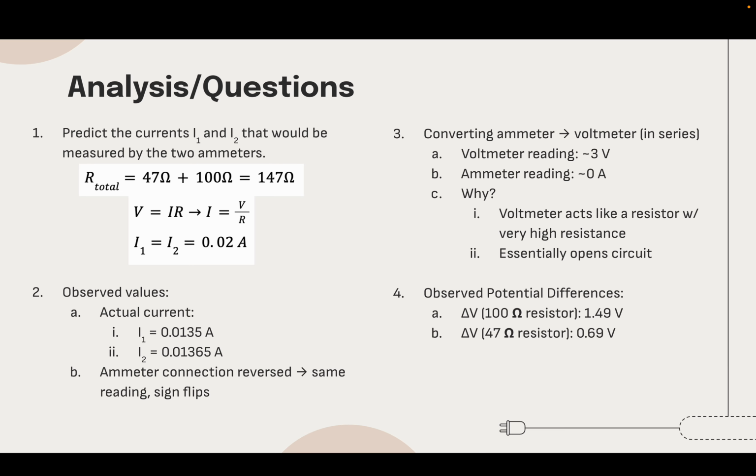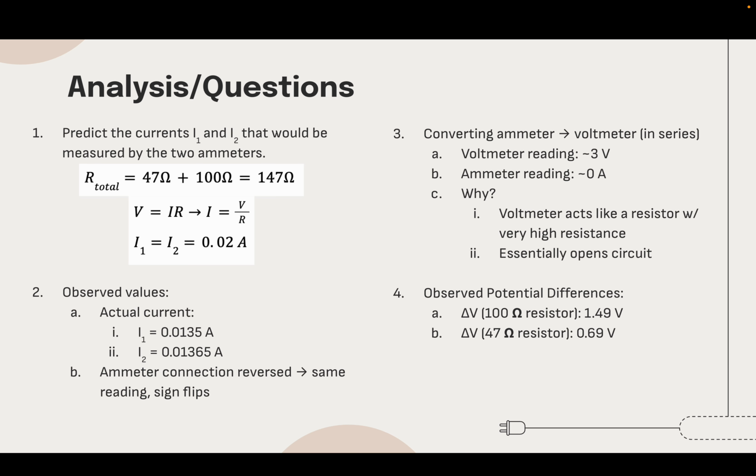If we converted one of the ammeters into a voltmeter, we would get a voltmeter reading of 3 volts and an ammeter reading of 0 amps. This is due to the voltmeter having very high resistance, which basically opens the circuit, meaning that our voltmeter reads all the potential difference while there is no current for the ammeter to read.